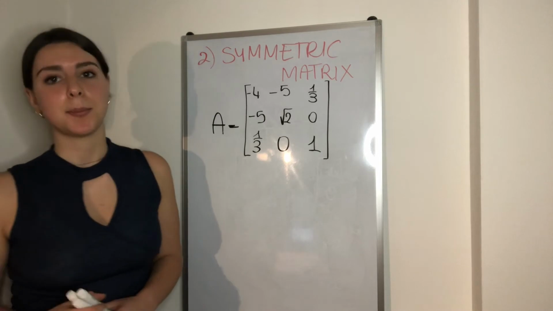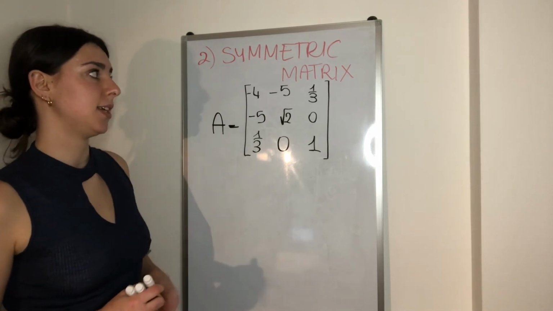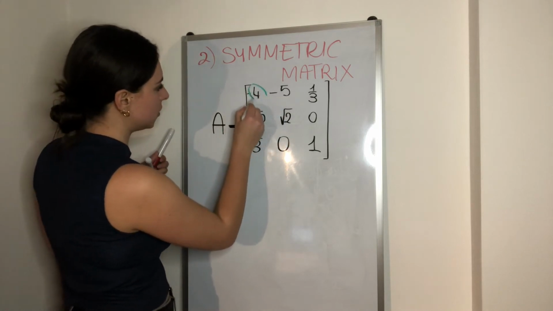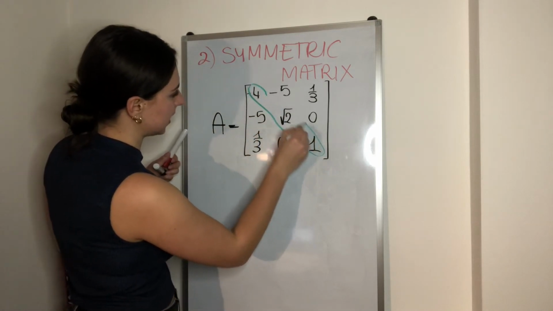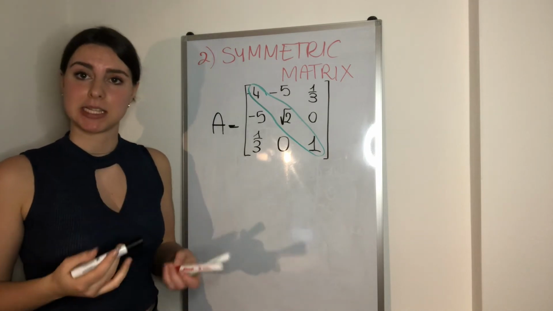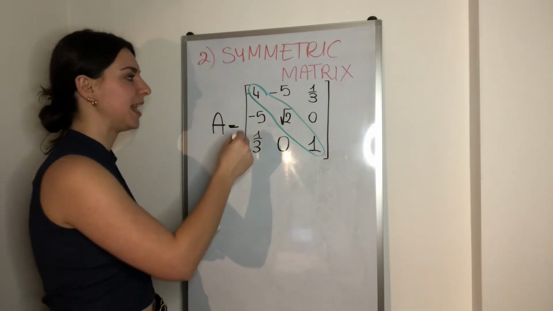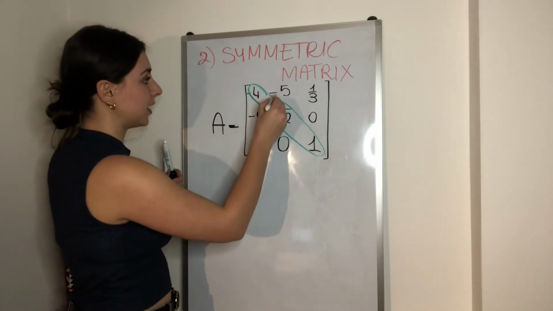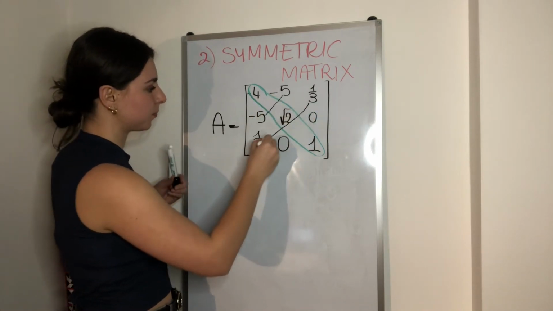This is an example of a symmetric matrix with respect to the main diagonal. The elements outside the main diagonal are symmetric. And I mean, this is true.